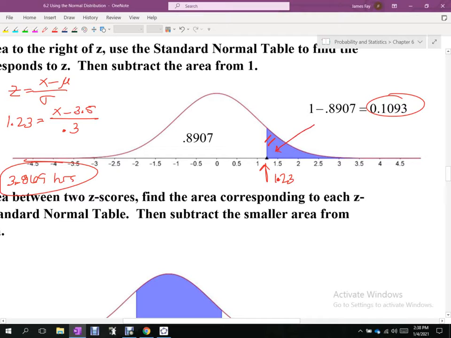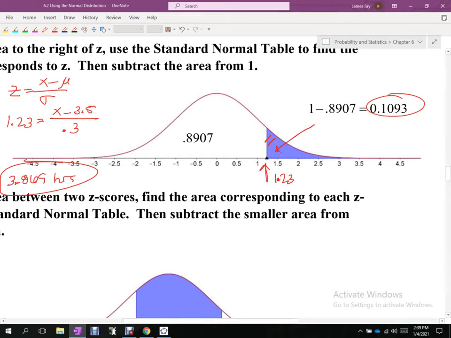Does that make sense? So there's 11% probability that I can randomly choose somebody out of this population, and it's 11% chance that they spend more than 3.869 hours on their phone during that day. Does that kind of make sense? What we can do with this information? We cool with that?